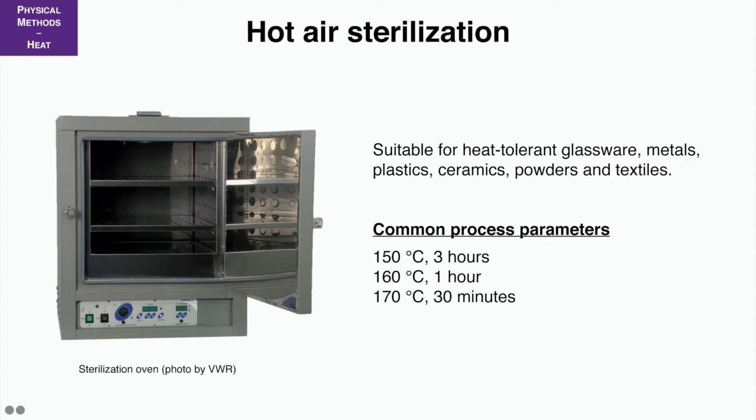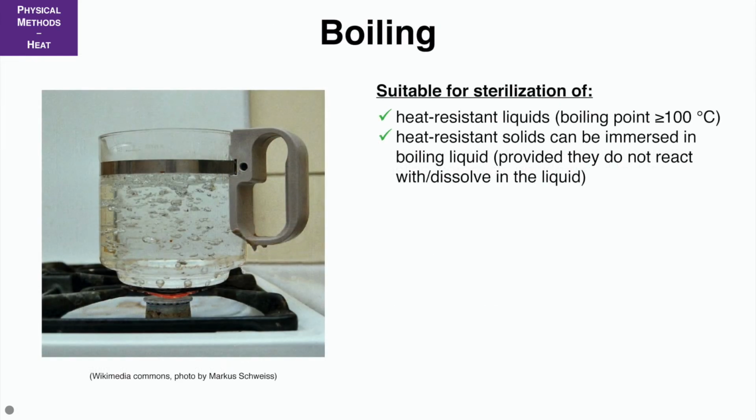We now move on to thermal methods that use moist heat transfer. Boiling is perhaps the simplest method of moist heat sterilization, but is rarely used today except in cases where there is no access to more modern heat sterilization equipment. Boiling works well for sterilization of heat-resistant liquids with boiling points at or above 100 degrees centigrade. Boiling can also be used to sterilize heat-resistant solids by, for example, immersing them in boiling liquid, provided the solid medium will not react chemically with the water or dissolve in it.